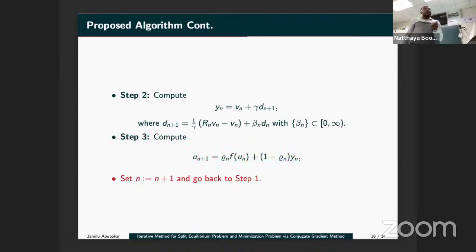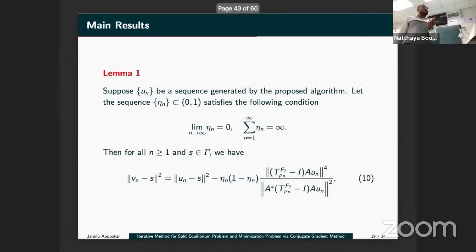So if we then set n plus 1 and go back and repeat like this, this is the scheme. This is the first lemma that we need in order to show the convergence here. Suppose u_n is a sequence generated by the proposed algorithm, and let the sequence eta_n be in (0, 1) and satisfy this. Like I told you, this is not a very difficult assumption, because 1 over n can satisfy this. And also we need this inequality, this relation. Forgive me, this should be less than or equal to.